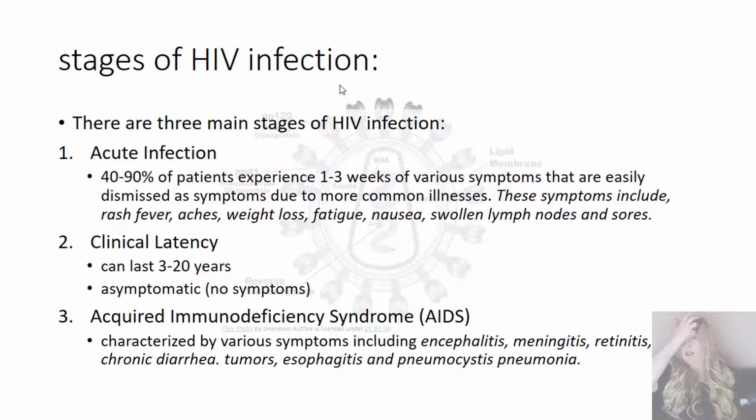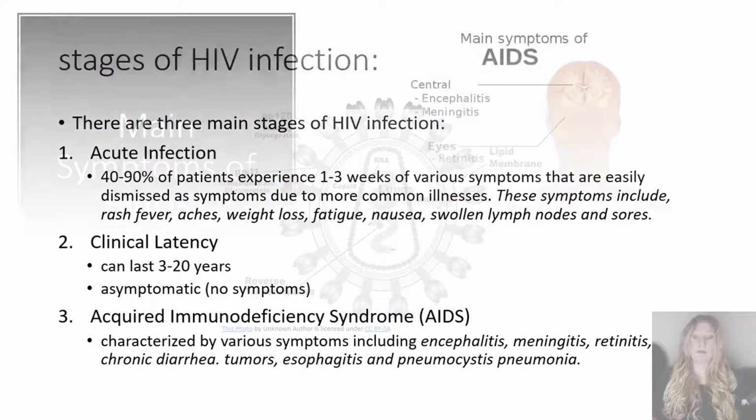The clinical latency can last from 3 to 20 years and is asymptomatic, so with no symptoms. So if HIV is able to progress to a certain point, then AIDS is the end result. This is characterized by various symptoms, including encephalitis, meningitis, retinitis, chronic diarrhea, tumors, esophagitis, and pneumocystis pneumonia.